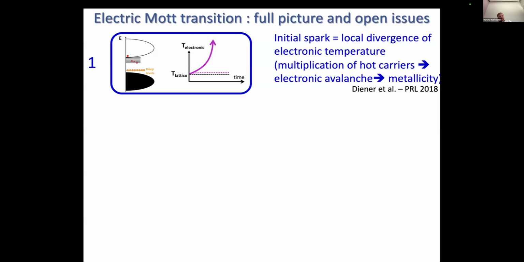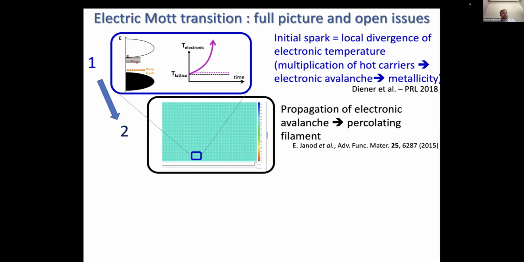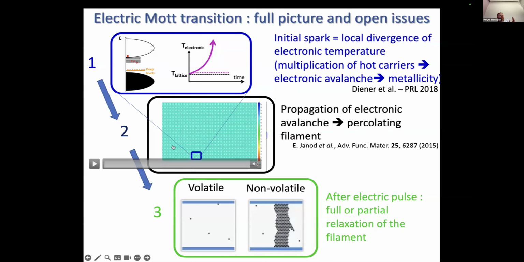However, the main question we were asking ourselves was: what is the mechanism of such a process? Through several steps of investigation, we realized that when you apply an electric field, you have an initial spark, which accelerates the hot carriers in your system and launches an avalanche multiplication of carriers, leading to metallicity creation in the system. The propagation of this avalanche would create a metallic conductive filamentary path in your system.